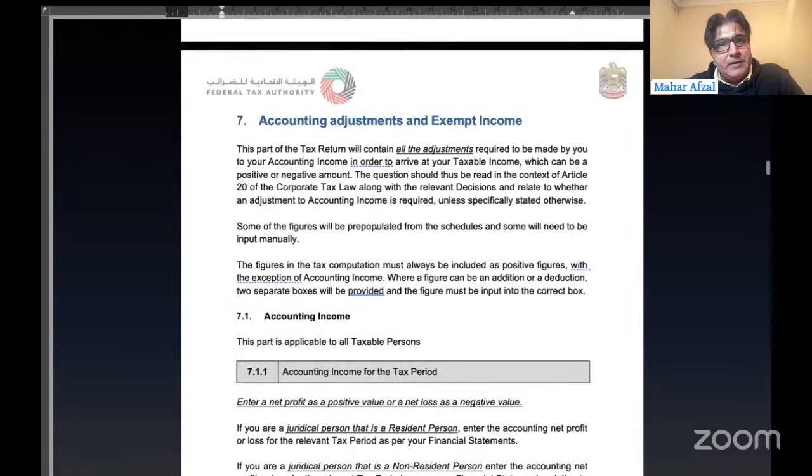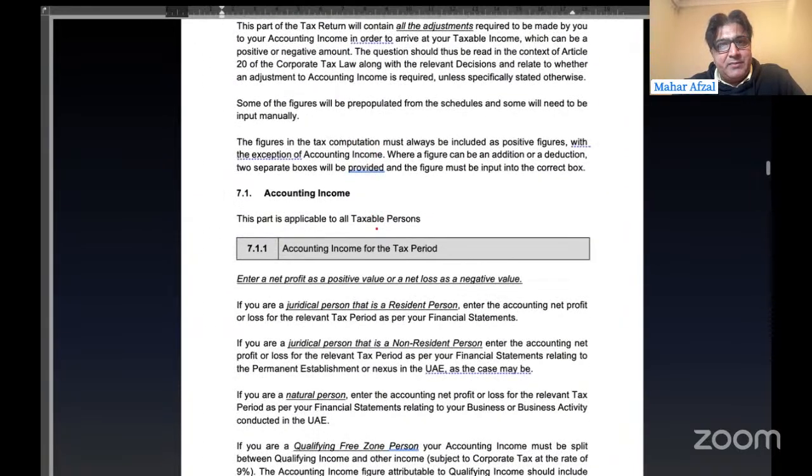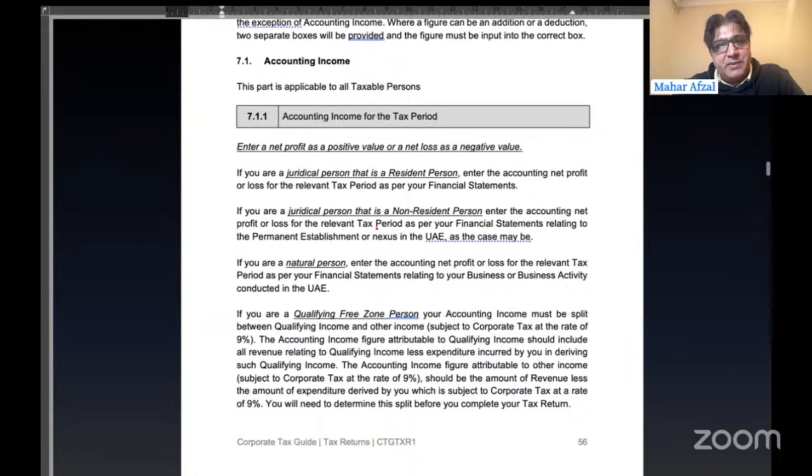Okay. Accounting adjustment, exempt income. We need to make adjustment. While making the adjustment, we need to keep in mind apple to apple comparison. If we're eliminating any revenue, we need to eliminate the related expenses as well. We cannot say that we are eliminating the revenue, but we will be claiming the expenses. No, if you are not considering the revenue for tax purposes, you should not consider those expenses as deductible expenses in your return to arrive at your taxable profit. Apple to apple comparison.